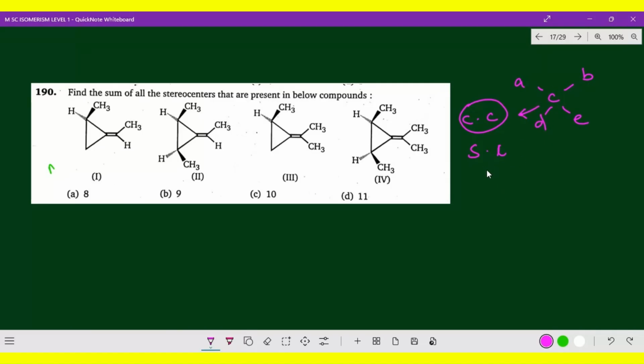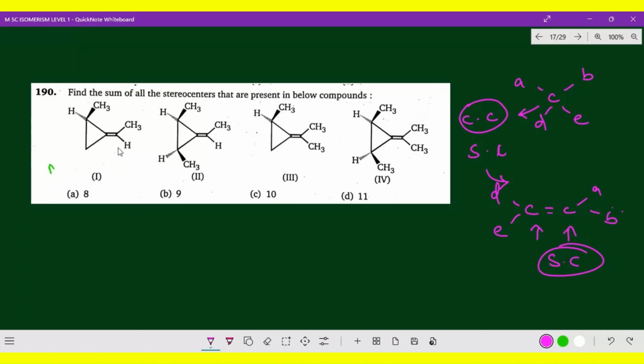Whereas a stereo center means, for example, C double bond C, here A and here B, and then here D and here E. So this is having a stereo center. In that way, we can identify a stereo center. Hope you got the clarity. So a stereo center is actually an atom of a molecule where the arrangement of its attached groups creates a spatial arrangement. It is called a stereo center.